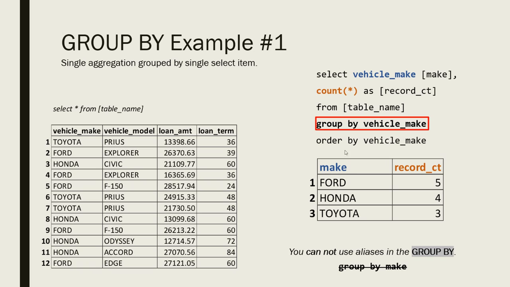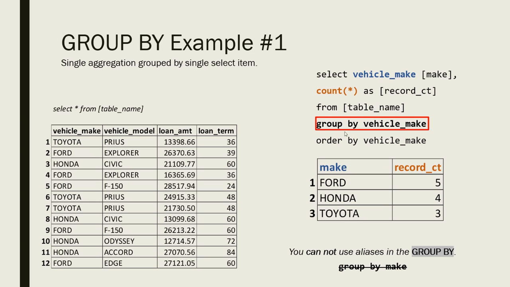The query here is selecting vehicle make, the field in the select list, and then it's requesting an aggregation function, count star, which will count all the records. It's not providing a count of the fields, but rather a count of the actual number of records. Because we're requesting an aggregation function along with a field that is not part of an aggregation function, SQL will require us to use a group by clause.